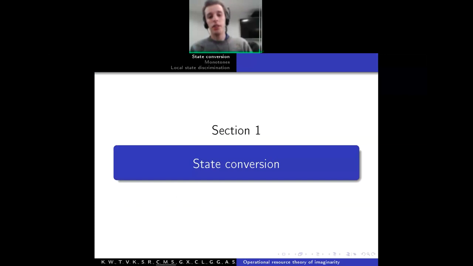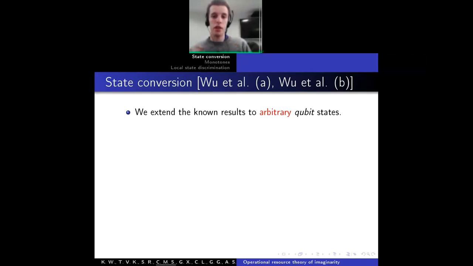Okay, so let's start from state conversion. So we saw that we have the state conversion for pure states, right? We were able to solve it with a necessary and sufficient condition for arbitrary pure states. Now, the problem was that we're still missing the conversion of mixed states. So in our work, instead of solving the conversion for all possible mixed states, we attack the problem by focusing on mixed qubit states, so generic qubit states.